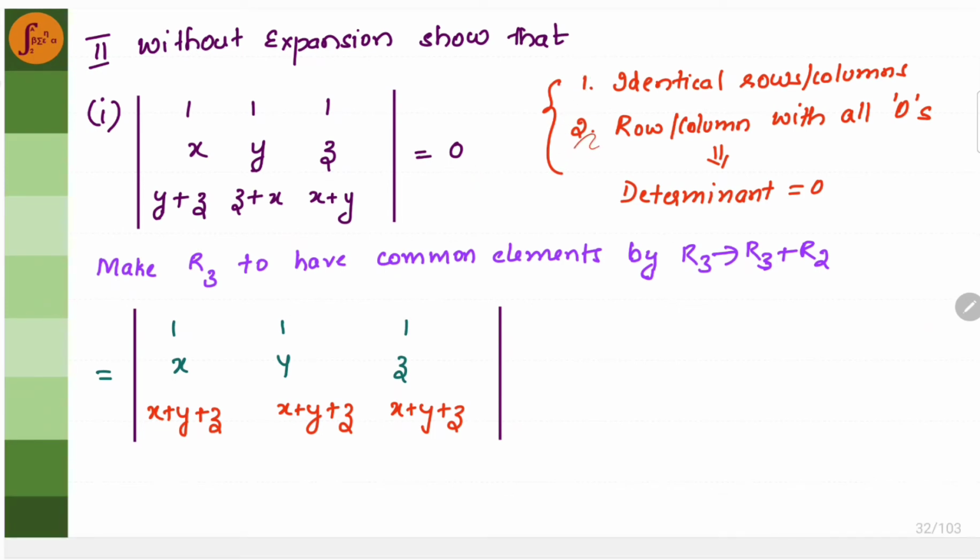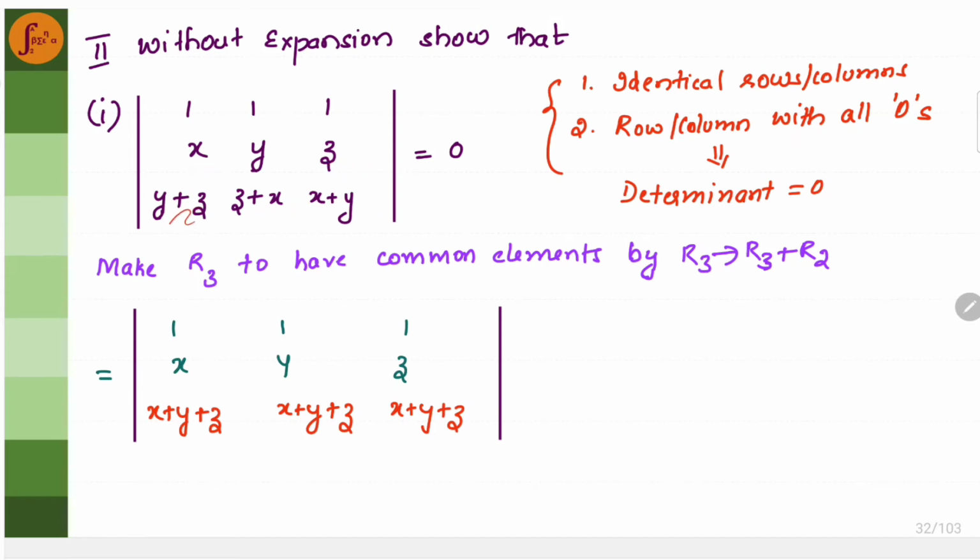In the determinant properties, there are two cases where the determinant value is 0. One is when the rows or columns are identical, or if there's any one particular row or column which has all zeros in it, then we can say the determinant is 0. Now let's figure out a way if we can get identical rows, or at least if we can get a particular row or column having all zeros.